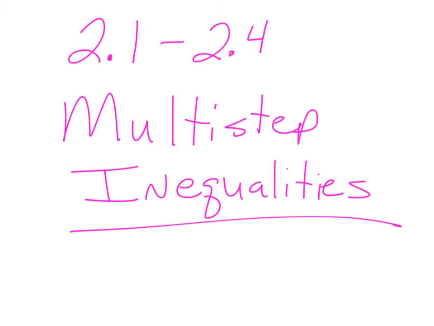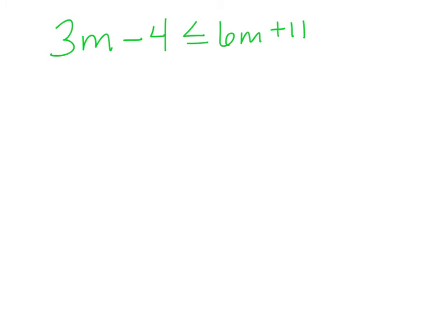Okay, in today's lesson, we're going to go over 2.1 to chapter 2.4, multi-step inequalities. In problem number 1, notice that you have a variable on both sides. So you're going to have to get one to the other side. In this case, I'm going to move the 3m. Since 3m is positive, I'm going to subtract 3m from both sides.